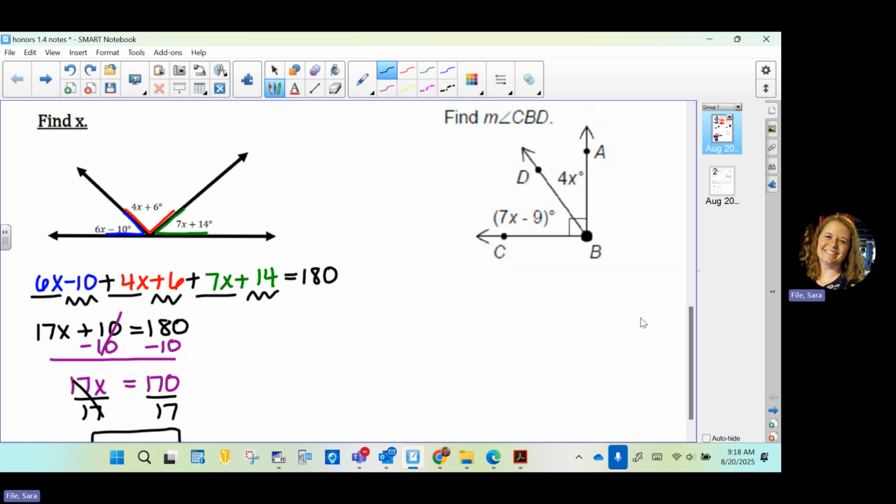Okay, same concept over here, except this time these angles are what? 90, they're complementary. Okay, let's practice using our vocabulary. These are complementary angles. So this time I'm going to do the sum is equal to 90. Okay, so this angle here, 7x minus 9, plus this angle here, 4x, will add to 90. Okay, how many x's do I have? 11. No constants to combine. Ready to move with opposite operations.